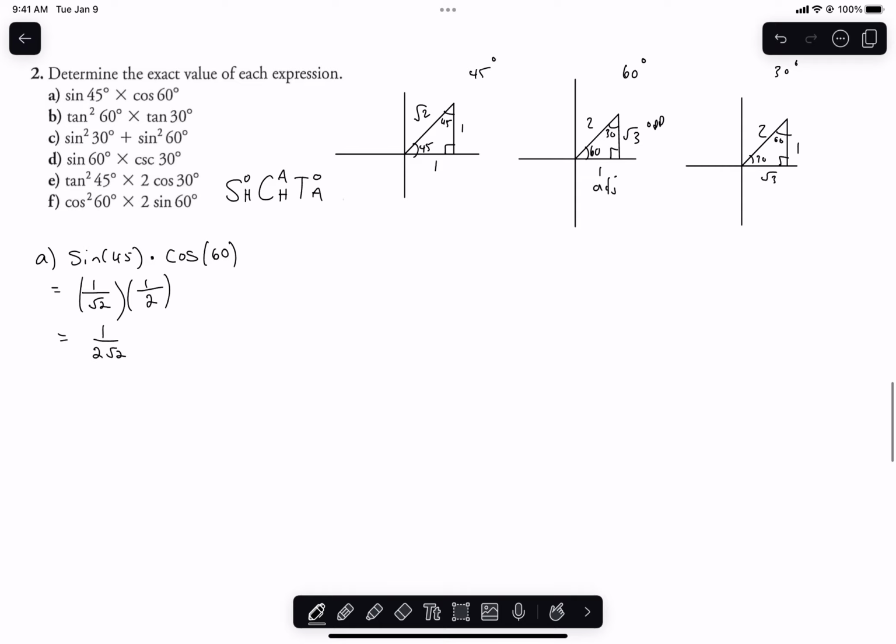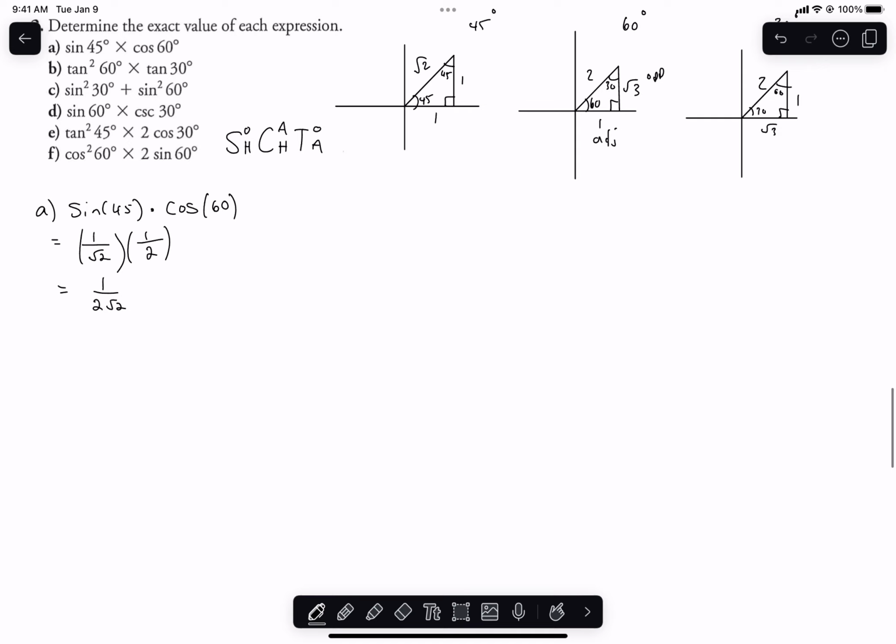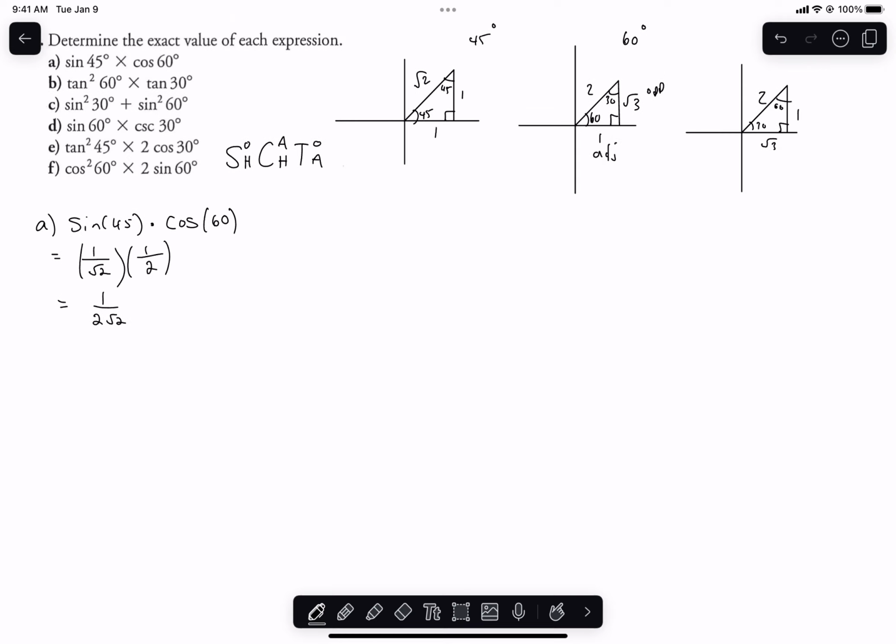And if I rationalize the denominator, as I'm supposed to, I'm not going to leave that radical down there. I'm just going to multiply by root 2 over root 2. I should see that I get root 2 by 2 times 2, which is going to equal root 2 by 4.